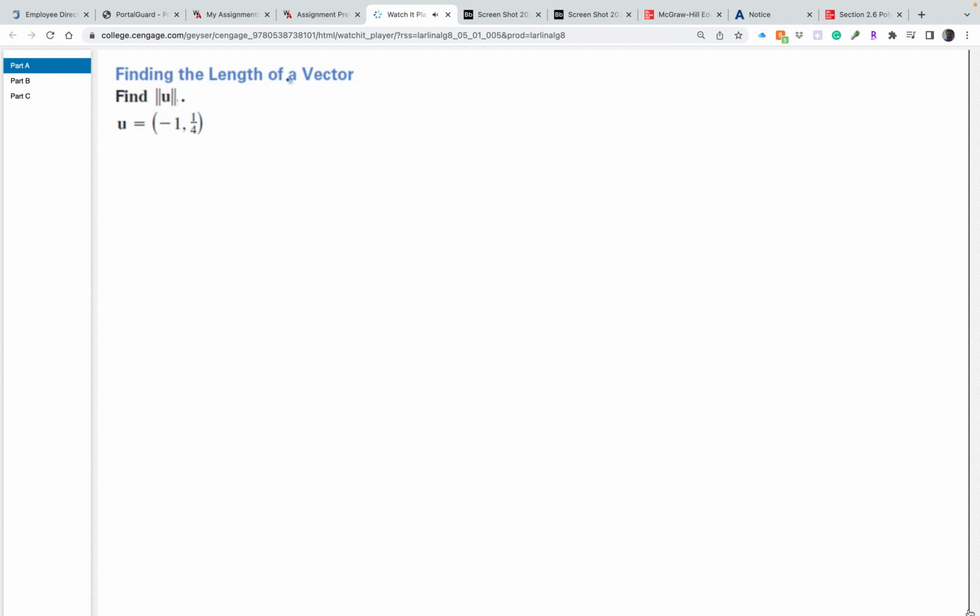Finding the length of a vector. Find the length of the vector u, where u has the components -1 and 1/4. So let's take a look at our definition for finding the length of a vector.